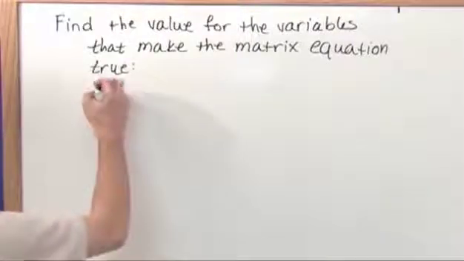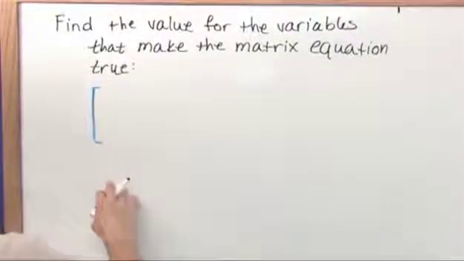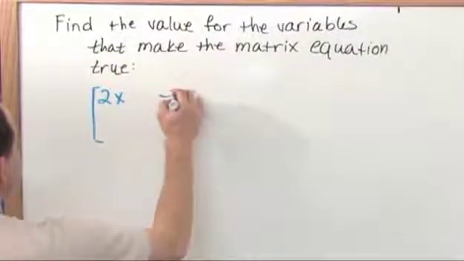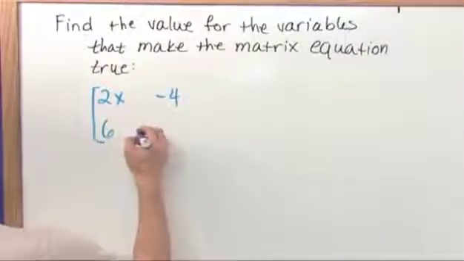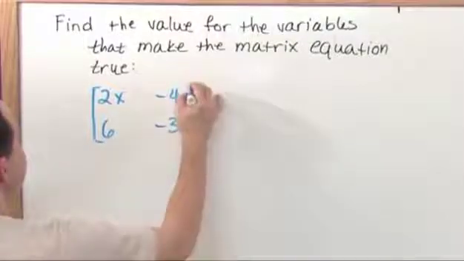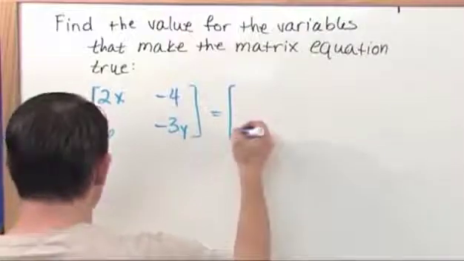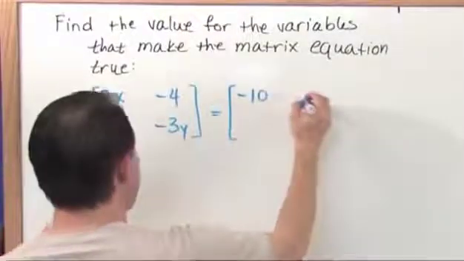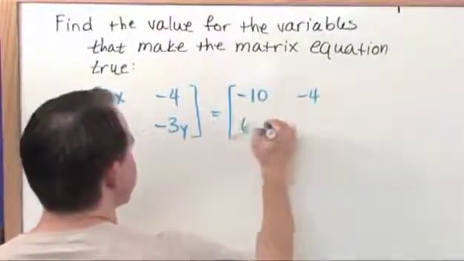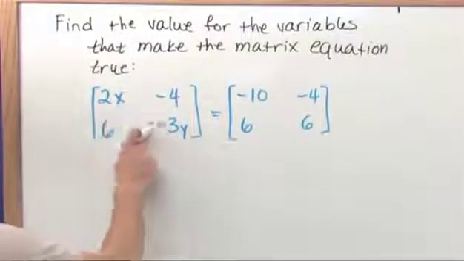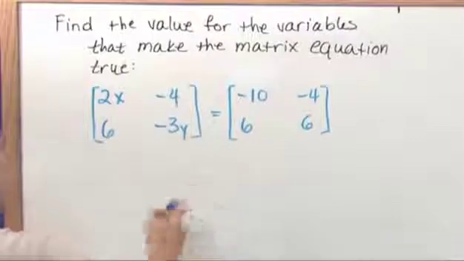If on a test, and frequently you're given questions like this, is why I'm doing them. Let's say I have 2x in here. Let's say I have -4 in here, 6, -3y. And let's say that they're claiming that this is equal to the matrix with entries -10, -4, 6, and 6. All right, and the question is, what values of x and y are needed to make this matrix equation true?